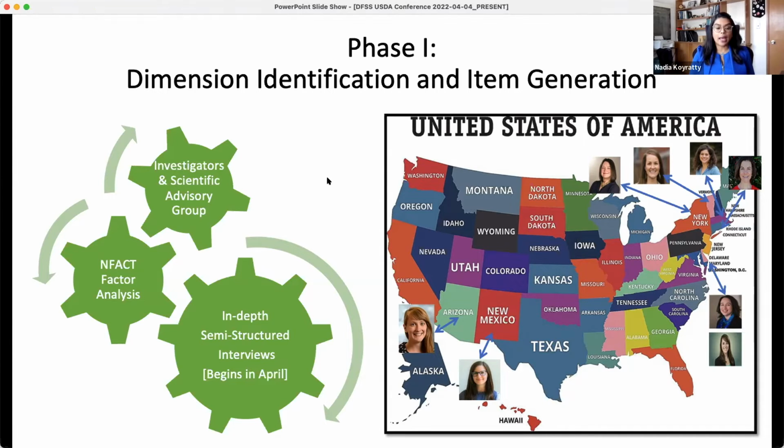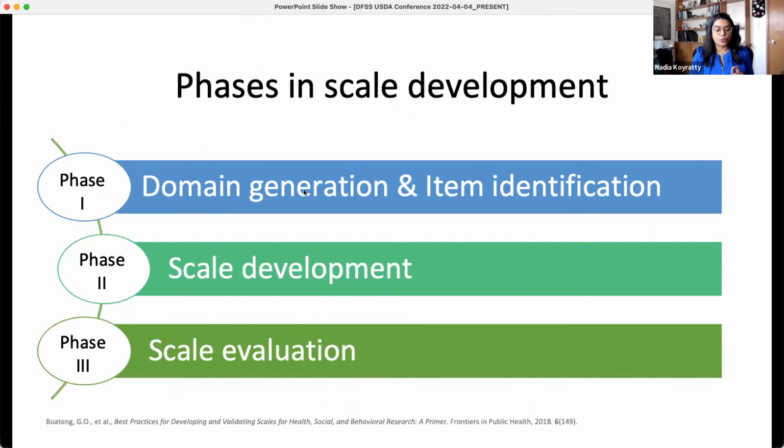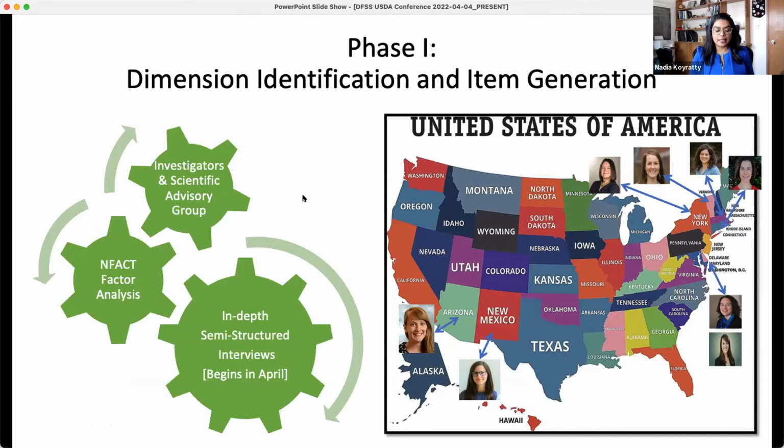Now, the expert panel was also guided by quantitative factor analysis that we performed on existing data from the National Food Access and COVID-19 research team. So we used the COVID-19 pandemic as a public health emergency example to guide this first phase in the quantitative method.